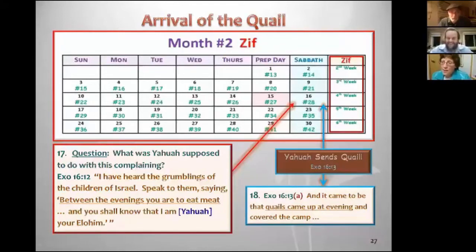And Yahuwah sends the quail. It says between the evenings. We will not go into that phrase right here, but definitely evening is a time of the 24-hour cycle that has light in the sky. So it isn't dark yet. That means that we have not come to the Sabbath night, and we definitely have not reached the first day.